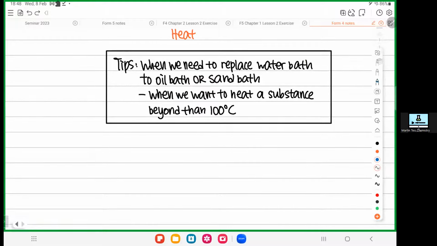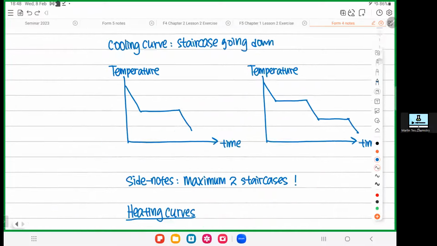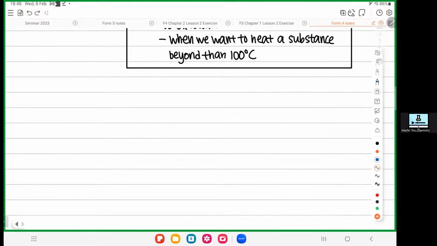So now, okay, why do you get a temperature like this? Okay, so first of all, sometimes they might ask you to sketch a heating curve. Okay, what is the difference between sketch and also plot? Sometimes you hear the word plot the curve or plot a graph. Sometimes you hear the word sketch. What is the difference between plot and sketch?